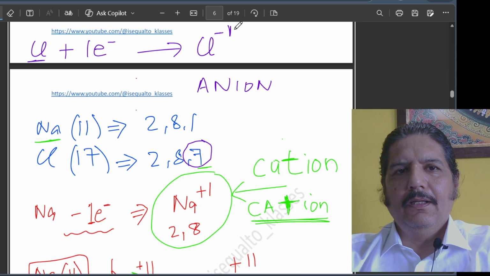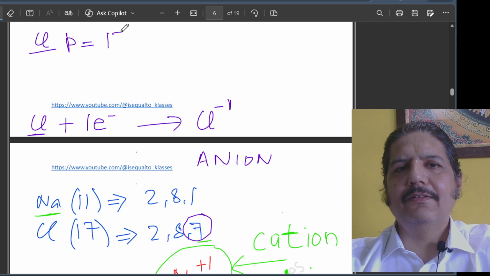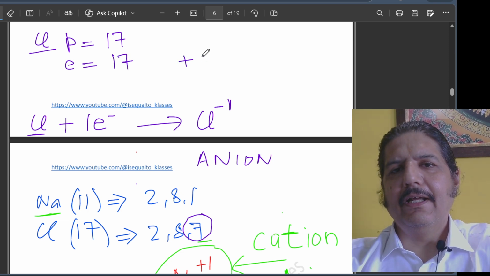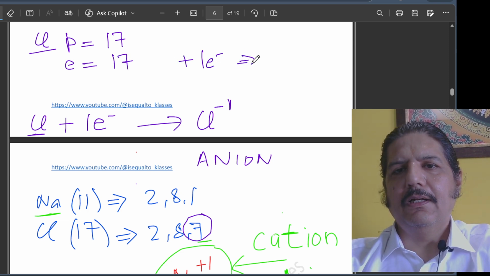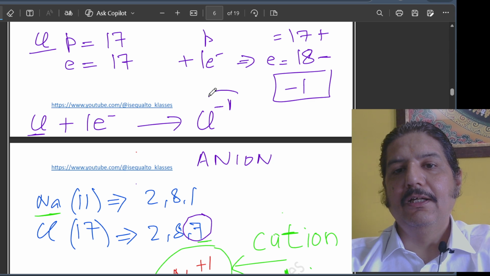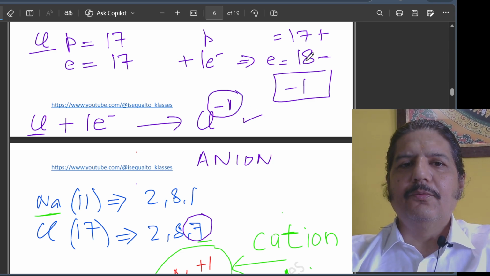charge. Again, if you want to understand the logic, chlorine has the number of protons as 17, number of electrons as 17. When it gains one electron, the number of electrons is 18, but the number of protons remains the same, which is 17. So this is plus, this is minus, and the net charge is -1. Hope this is making sense.